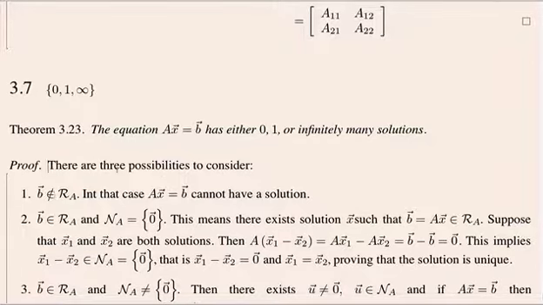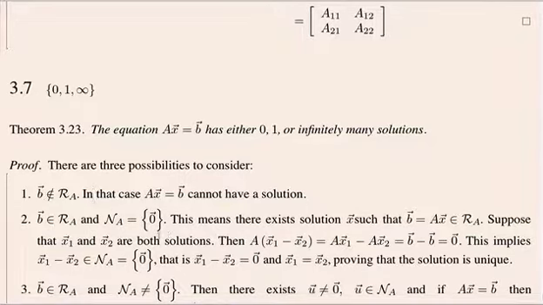One is that B is not in the range of A. In that case, AX equals B cannot have a solution because AX is in the range. So that means B should also be in the range of A. But B is not in the range of A. Second possibility, that B is in the range of A and the null space of A is the 0 vector.